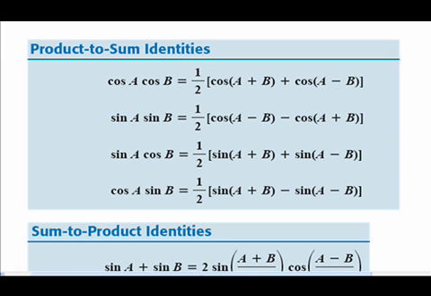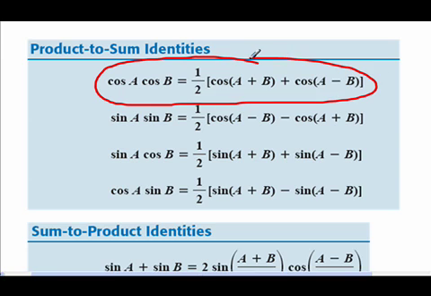I'll show you why. What these are called is product to sum, and then down below we have sum to product. But notice what we're doing here. We're taking the product and translating it into a sum, or we're taking a product and translating it into a difference. And we'll just derive maybe one of these. Let's go ahead and derive the top one, this one right here.